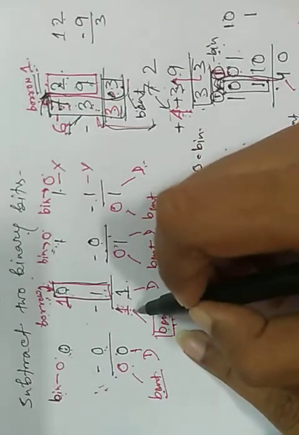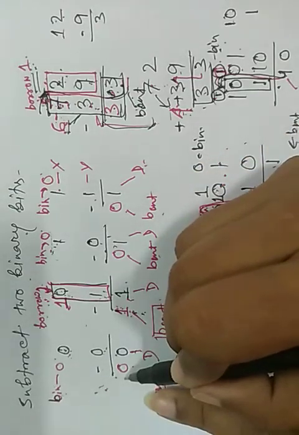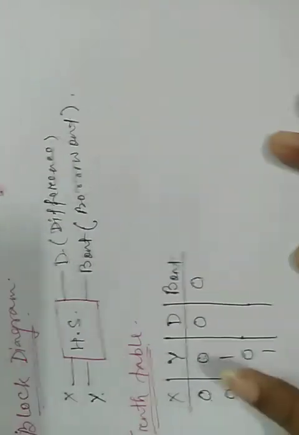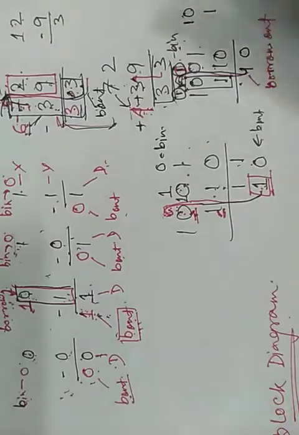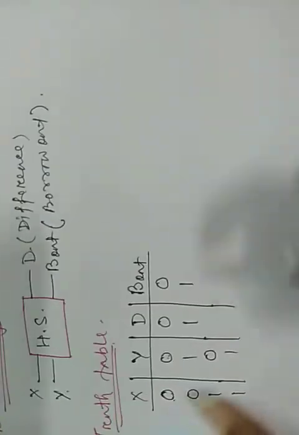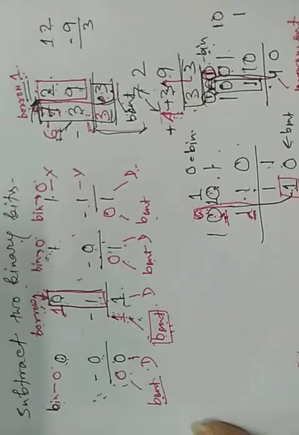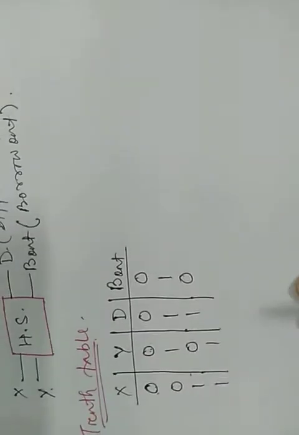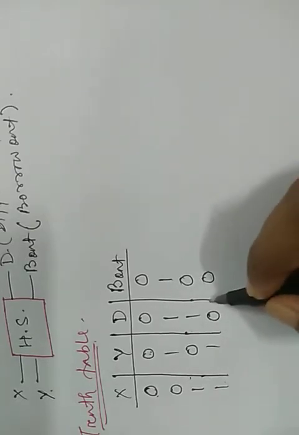Always mind it, the borrow out we get is used in its next step operations, which cannot be done using a half subtractor. So here we only have to show that we get 1 borrow out. Then 1 0 means difference is 1, borrow out is 0. And 1 1 means difference 0, borrow out also 0.